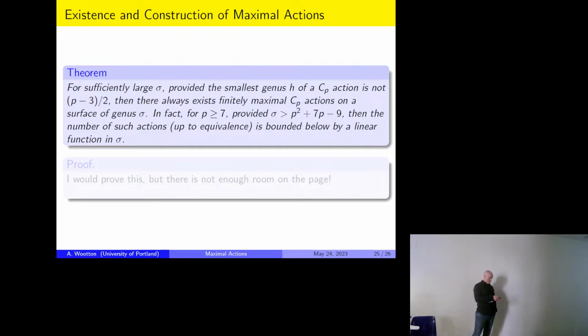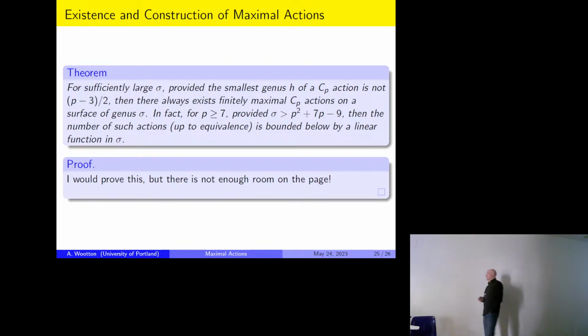sigma. And in fact, for p greater or equal to 7, provided the genus is bigger than this quadratic, the number of such actions up to equivalence is bounded below by a linear function in the genus. So in fact, not only are there finitely maximal actions most of the time, there's a heck of a lot of them. If it's good enough for Fermat, it's good enough for me.